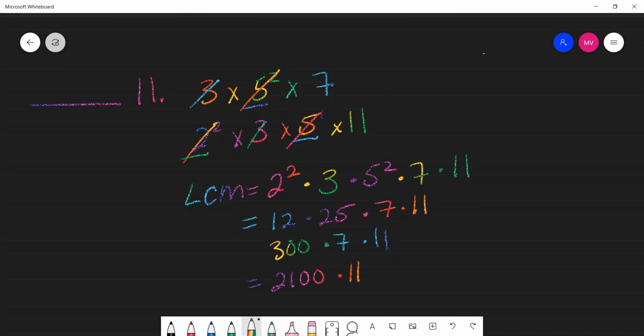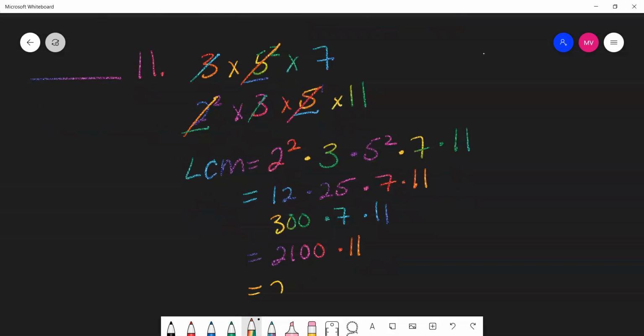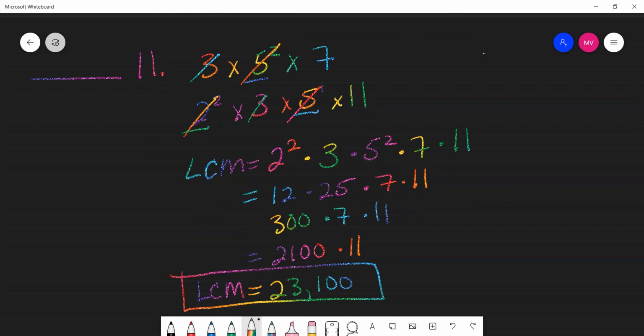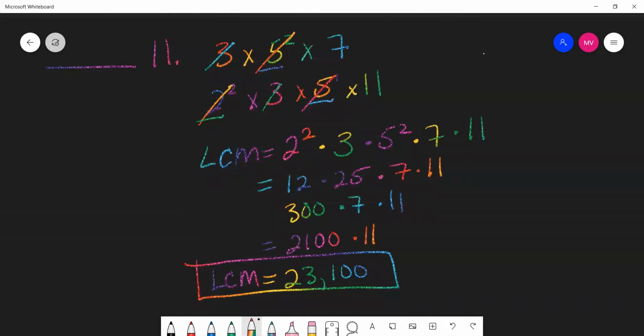And that I'm going to let my calculator do. It is too late in the day for this. Let's see. So clear 2100 times 11 gives me 23,100. That is the lowest common multiple that both of these crazy numbers go into. So that's what I'm telling you. They start to get big.